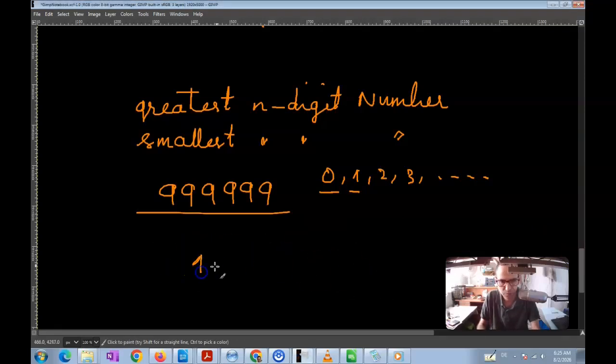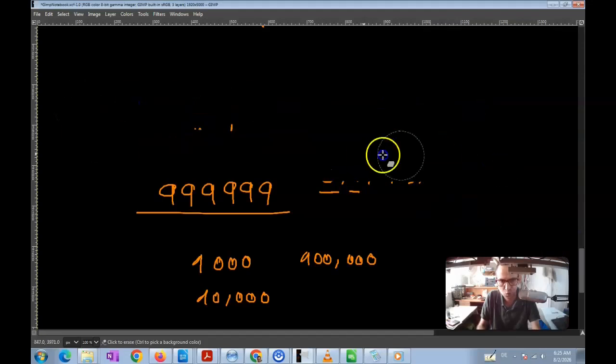You start from a 1 and then you write a couple of zeros in front of it to accommodate the number of digits that you want. So 1,000 would be the smallest 4-digit number. 10,000 would be the smallest 5-digit number. 100,000 would be the smallest 6-digit number, and so on and so forth, right?